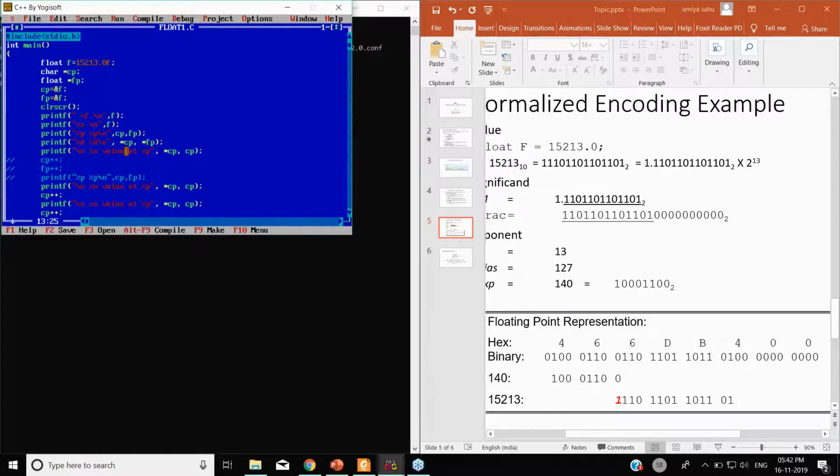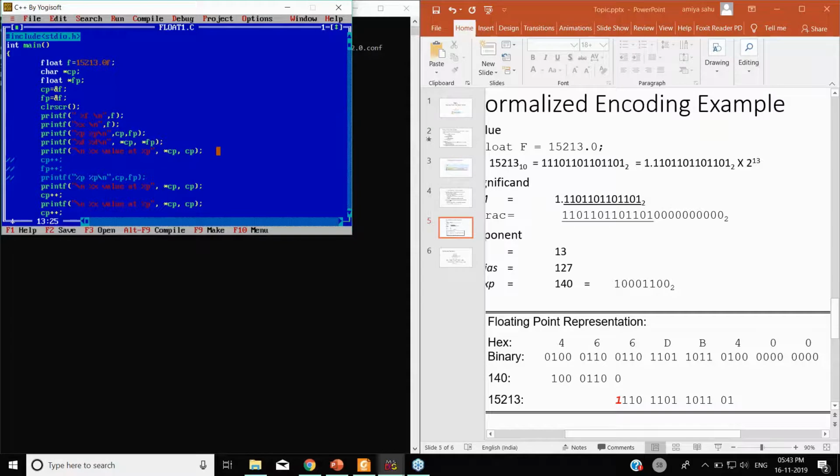Then we will print the value of each byte with the help of the character pointer. When we increment a character pointer, it increments only 1 byte. If we increment a float pointer value, it increments by 4 bytes. Because the float value is 4 bytes, when we increment a float pointer, it increments by the size of the float value so that it can point to the next floating point variable.